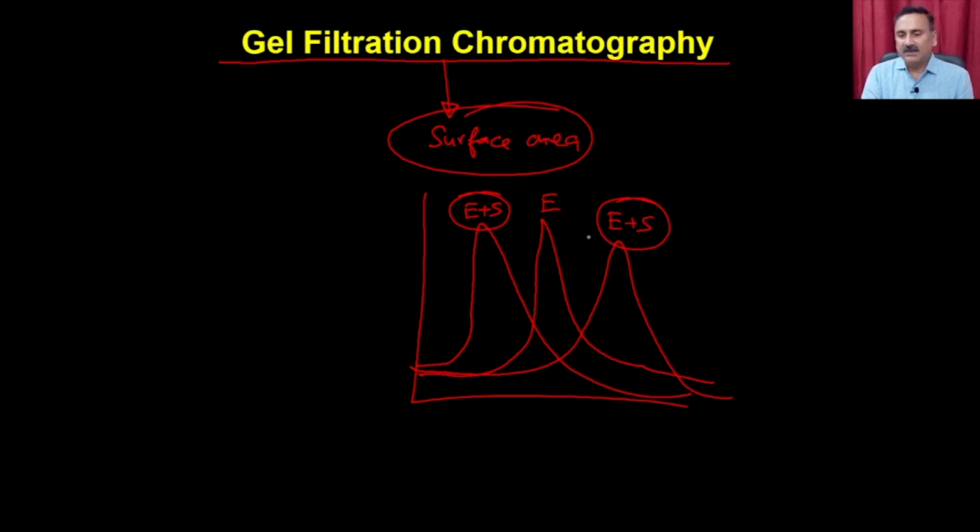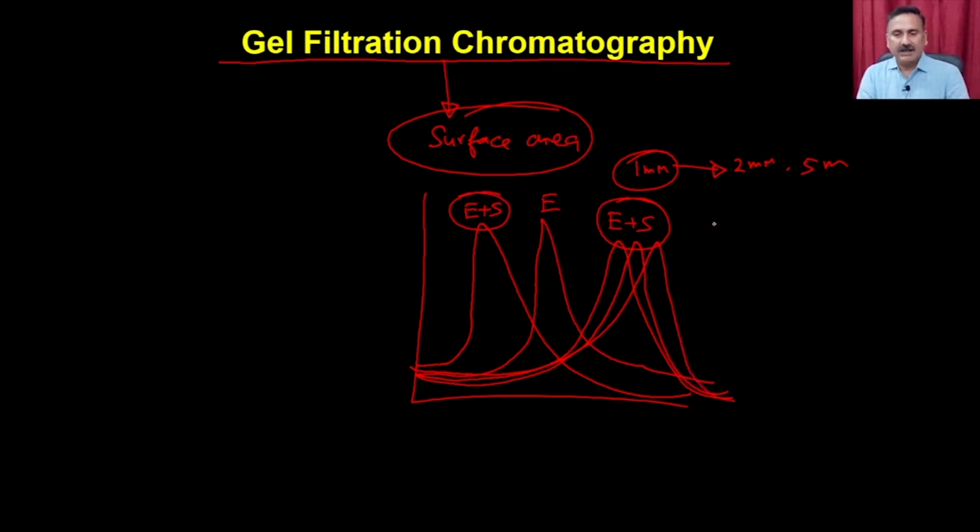Because if this peak is true, and suppose that you have taken the substrate as 1 millimolar, what you can do is increase the substrate concentration from 1 millimolar to 2 millimolar, then 5 millimolar, and so on. When you do that, it is going to keep shifting in this direction. Ultimately, it is going to get saturated at one point, and that gives you a clear idea that this shifting is because of the enzyme-substrate interactions.